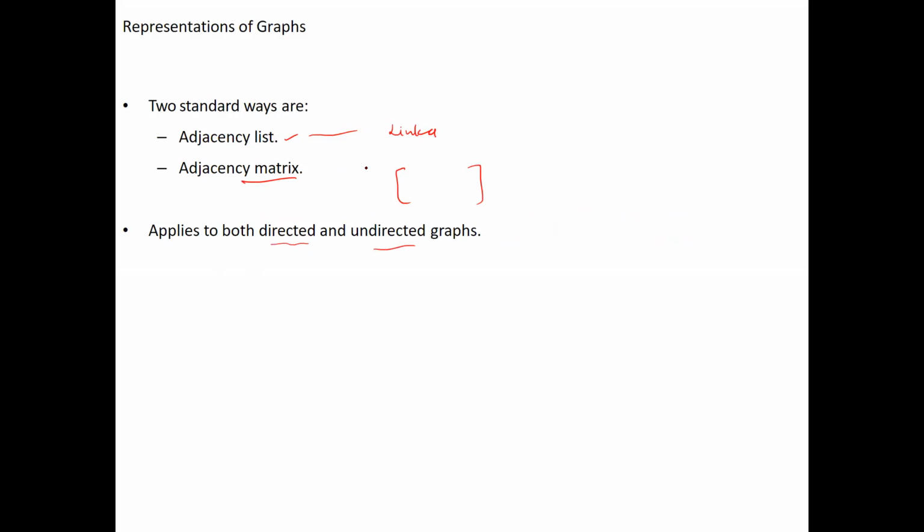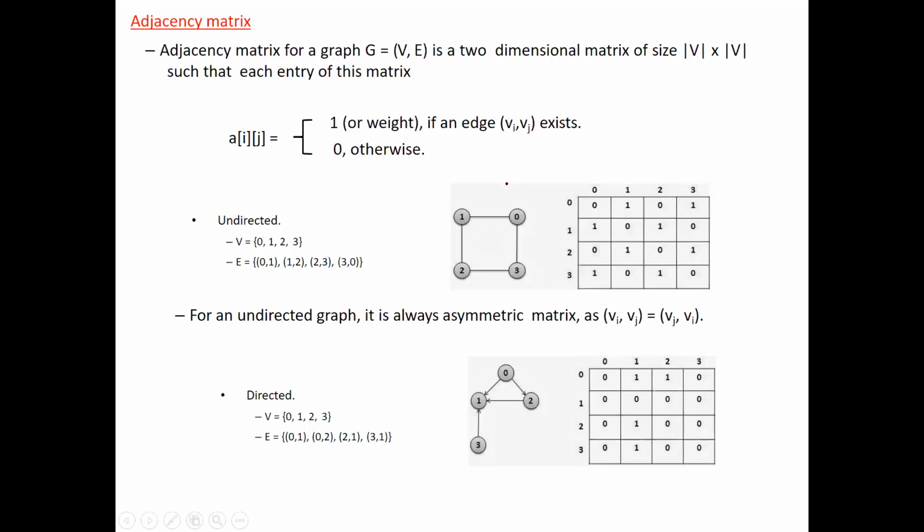That means within the memory, either you can take the help of linked list for storing the graph, or you can take the help of arrays for storing the graph. Now, the adjacency matrix. Adjacency matrix is basically a 2D array where your representation of graph is being stored.